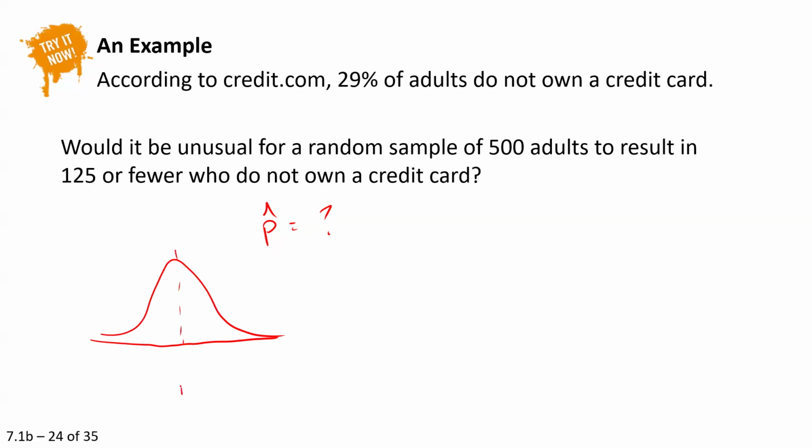So again here, my p hats will be centered around this. I think we calculated this to be that. To result in 125 or fewer, am I shading to the left or to the right? Left. Good. 125 or fewer.